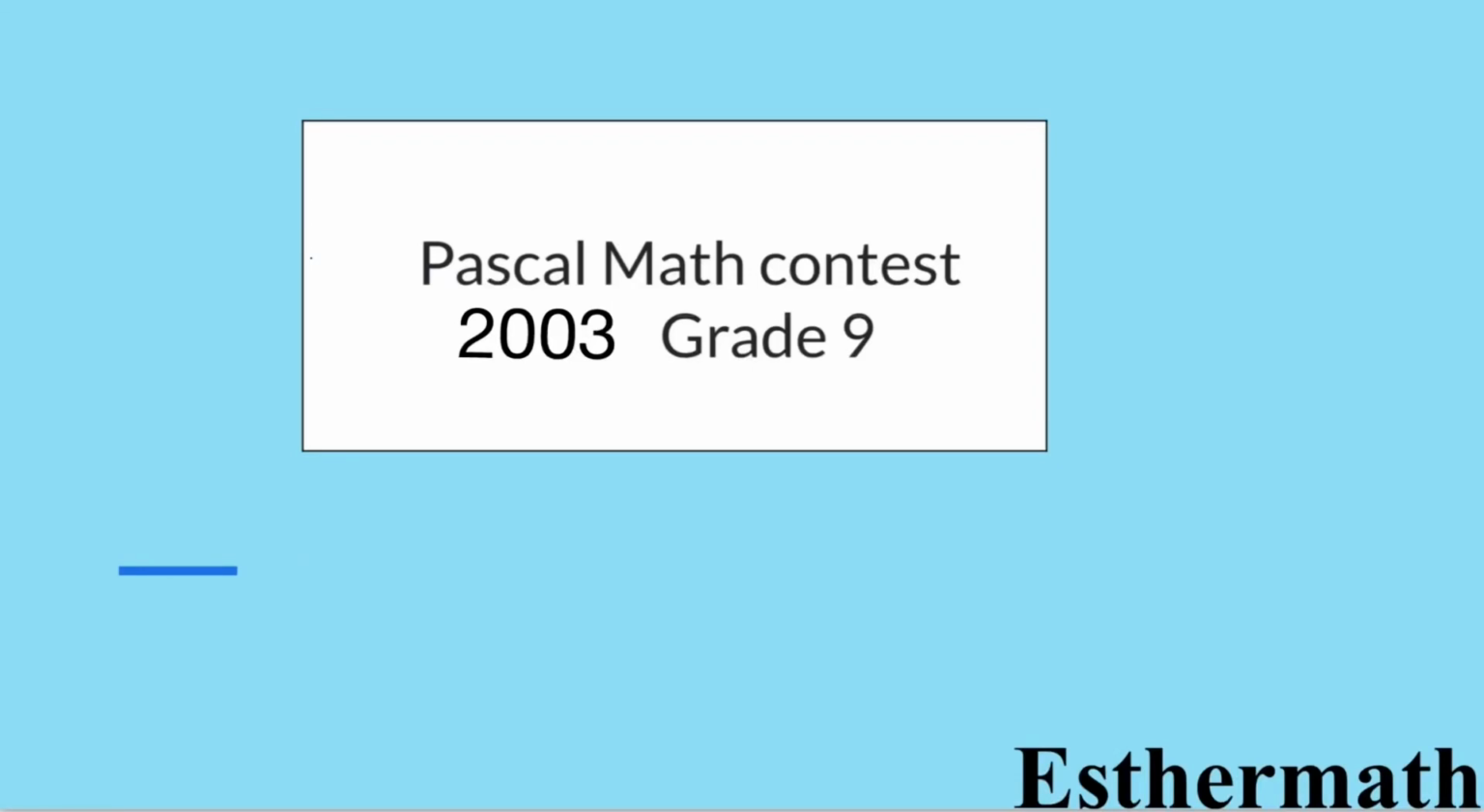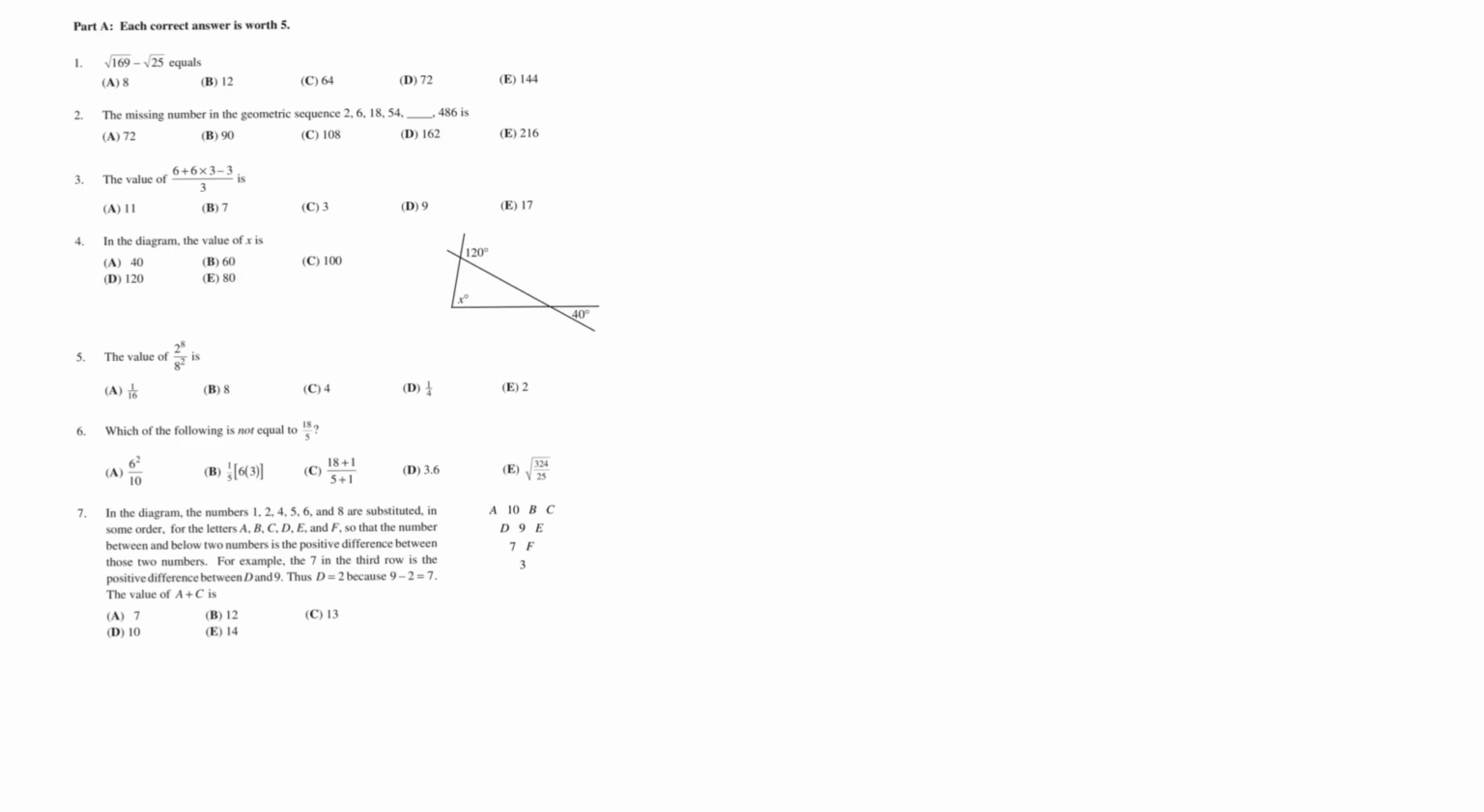Pascal Math Contest 2003, Grade 9. Number 1, square root 169 minus square root 25 equals. Square root 169, that's 13 squared. So square root 13 squared minus square root 25. That's 5 squared. So 13 minus 5, that's 8. So the answer is A.